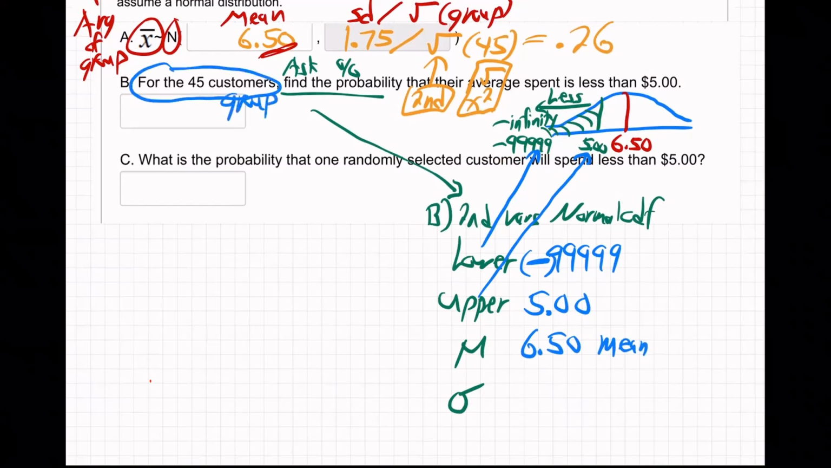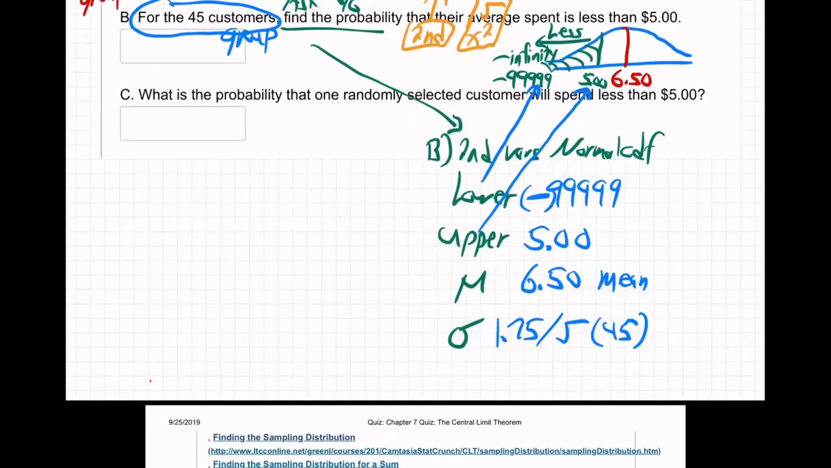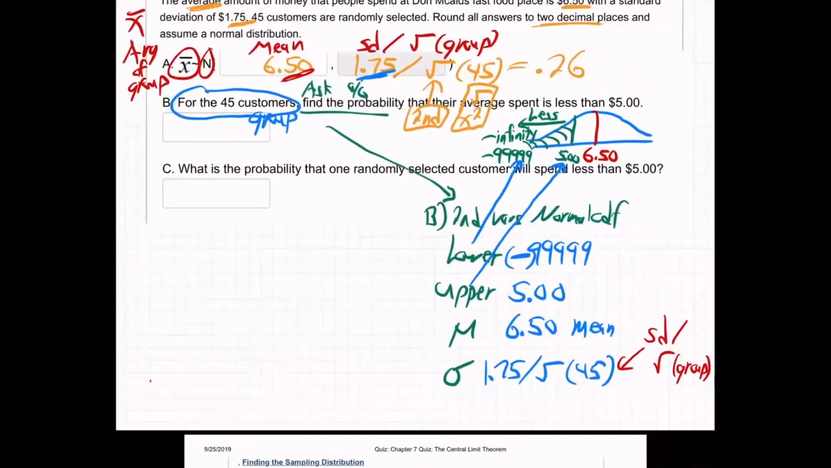That's a group question. It didn't say for one customer. If it said for one customer, then I would just put the standard deviation, which is 1.75, right? But we're talking about a group, so I got to divide by the square root of 45. You with me on that? It's a group. So you have to go standard deviation divided by the square root of the group because we have a group. So type that in. I'll type it in on my calculator.